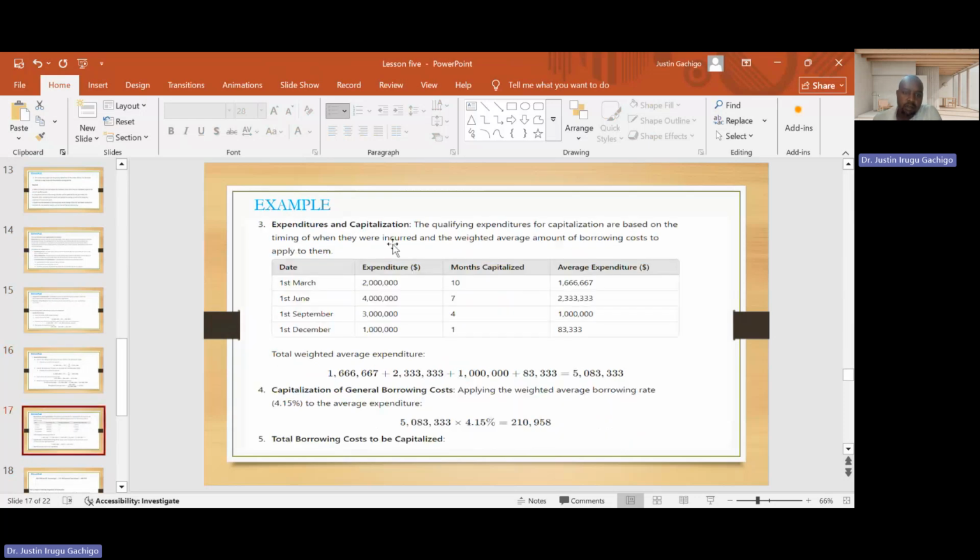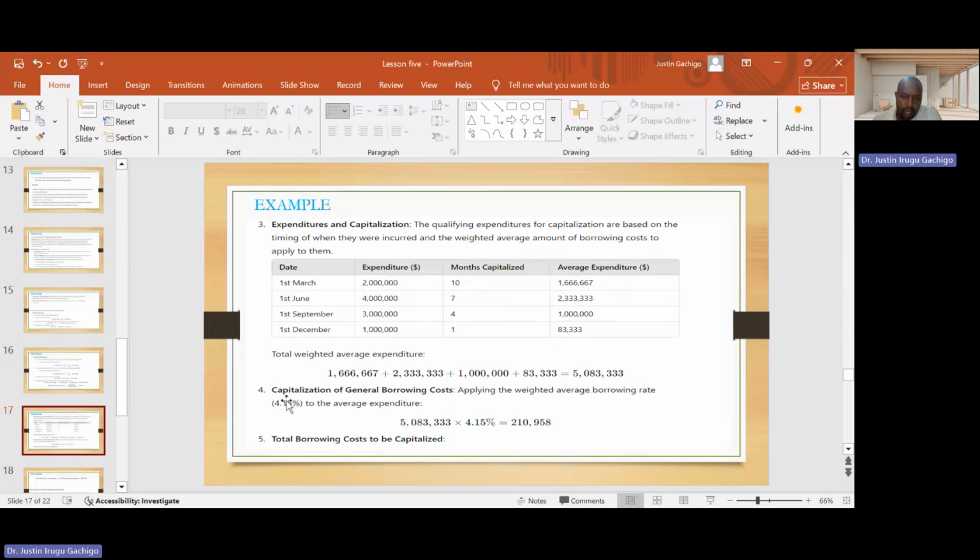Then the second thing is to get the expenditure. This is how the amount has been used. 2 million was for 10 months, and the average expenditure is going to be 1.6. We get 1.6 by taking 2 million, multiplying by 10 months and dividing by 12. 4 million multiplied by 7 over 12, you get that. 3 million multiplied by 4 over 12, you get that. 1 million multiplied by 1 over 12, you get that. So the total weighted average expenditure will be the sum, and you get 5 million.